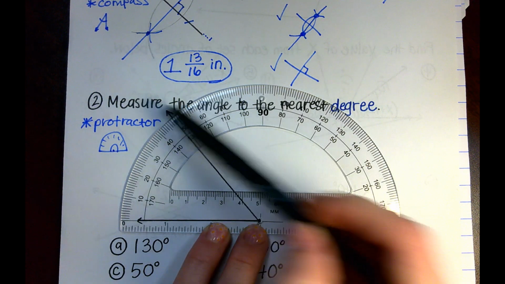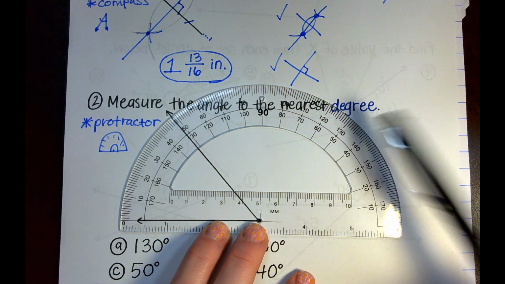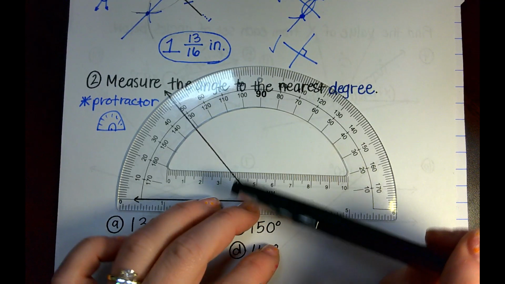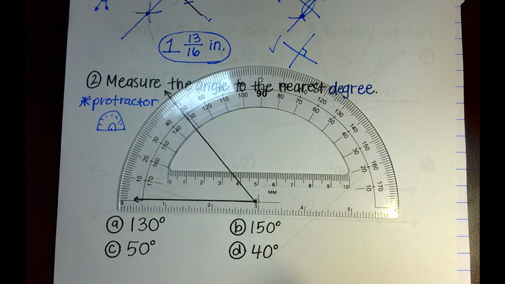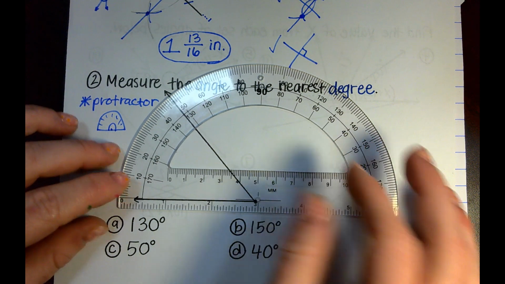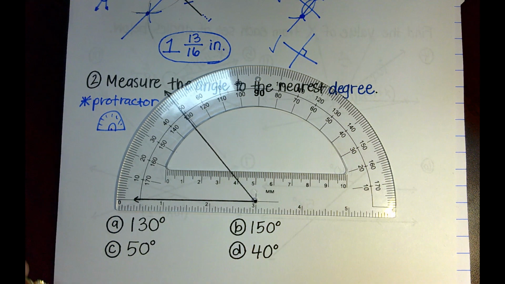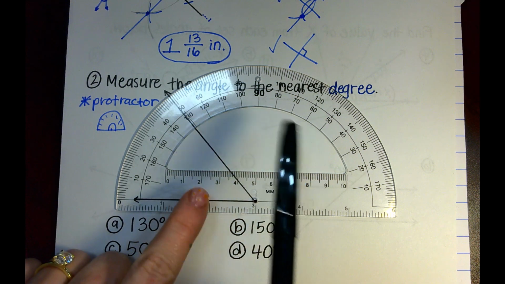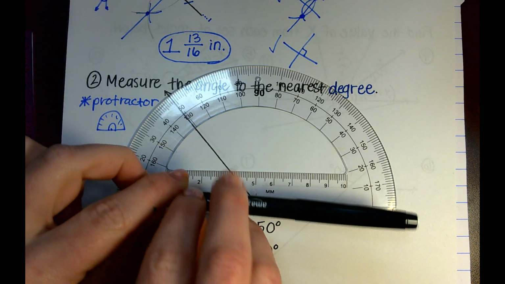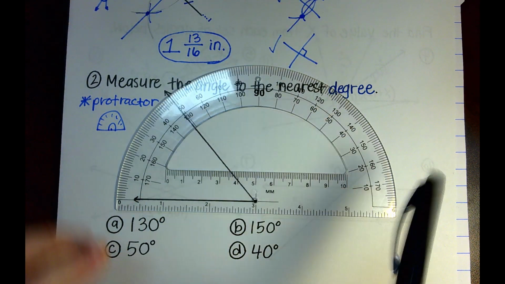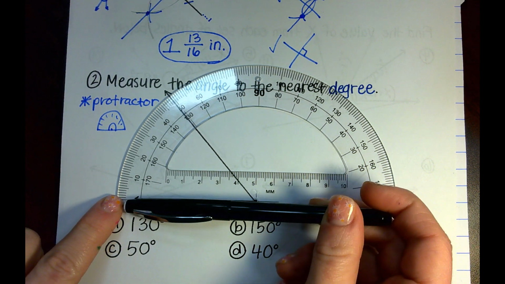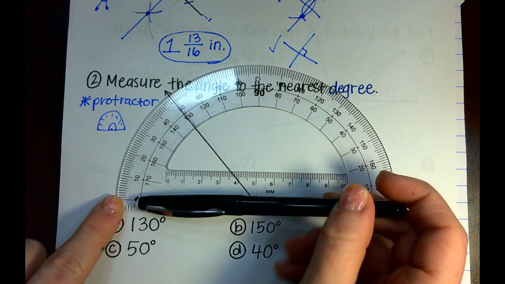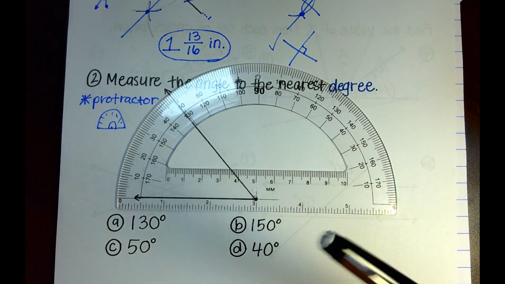Now, this is just to the nearest degree. So is it closest to 130 degrees, 50, 150, or 40? Very 130. Let's see. Now, 130 would be an obtuse angle, wouldn't it? You're reading the wrong one. We need to read the outer one. So guys, in most of our angles, we've had them opening from the right side where we would use the inside numbers. But this time, we're starting from here. And so we need to also just think about what makes sense.